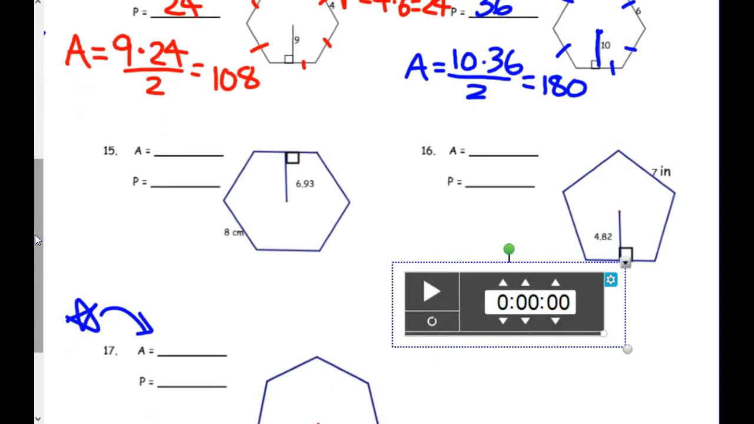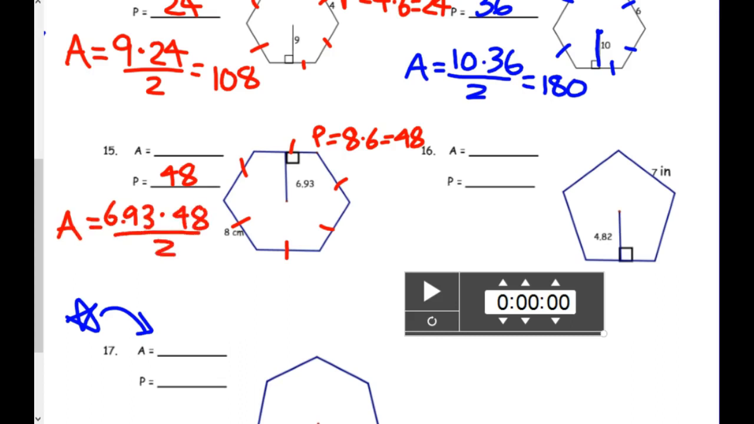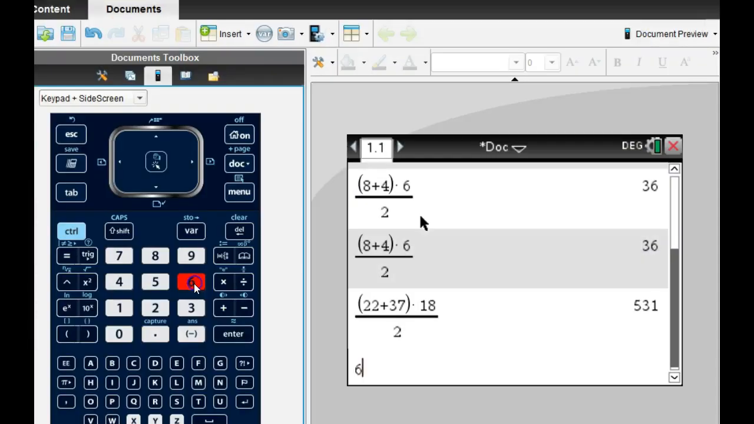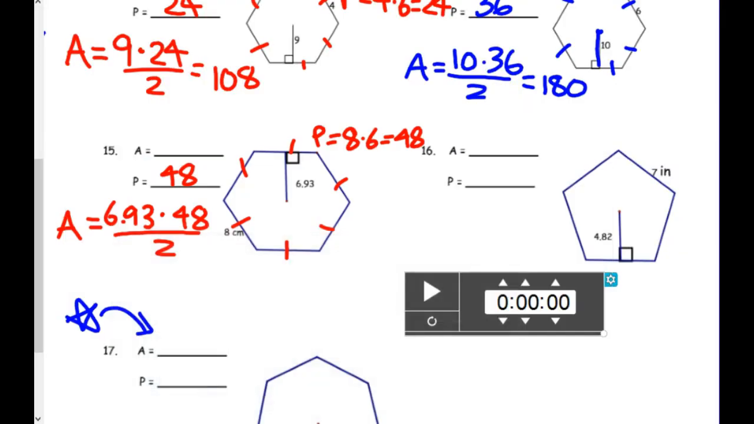All right, so the answers we have. So again, 8 times 6, 48, right? And then our area is little a, apothem, 6.93, times perimeter, 48, divided by 2. So let's do that. 6.93 times 48 divided by 2 is 166.32. And again, that should be units squared, but we don't got any units. It is what it is, okay?